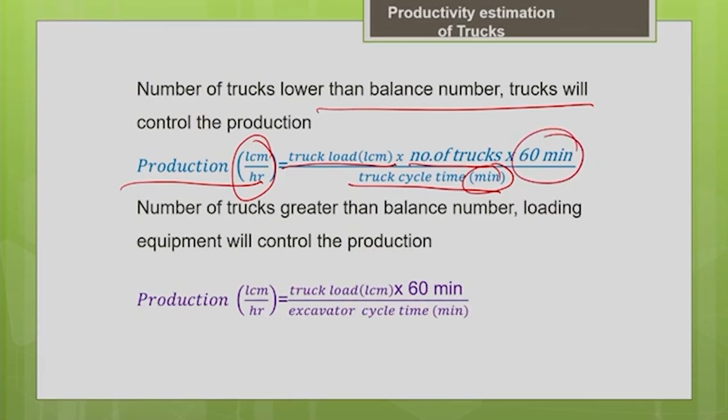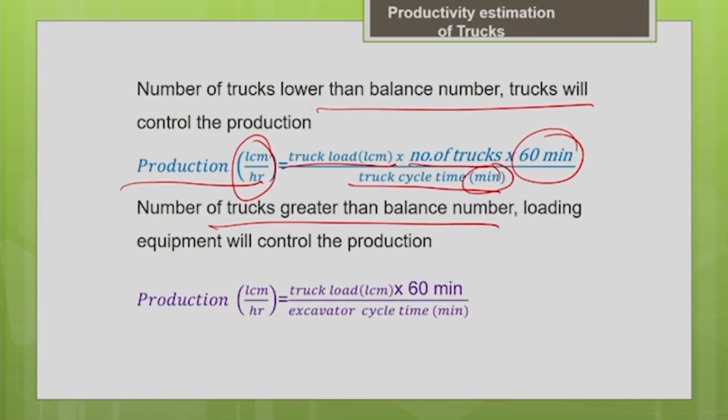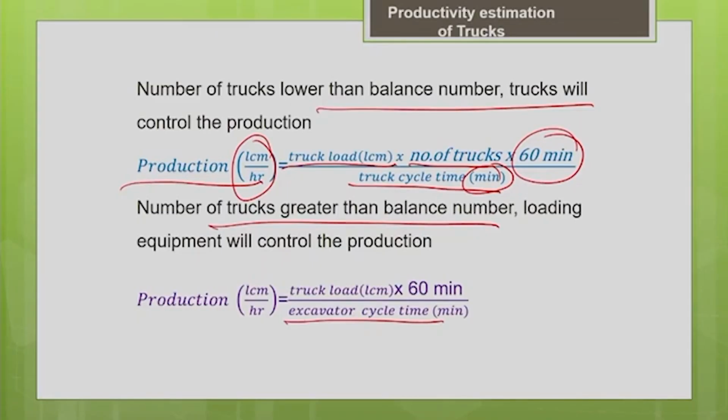Now the case when I round it to the number greater than the balanced number. Instead of rounding it to 7, I am rounding it to 8. My balanced number is 7.4, and I am rounding it to the higher end, 8. In this case, the number of trucks is greater than the balanced number, so the trucks will have idle time, waiting for the loader. The loader will be critical here. Beyond the balanced number, the productivity will be controlled by the loader cycle time. Unless the loader is available, though the trucks are more in number, they cannot do the job. So, the production is controlled by the loader or excavator cycle time.